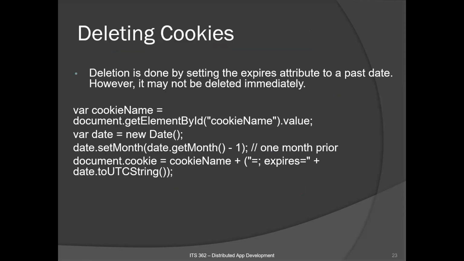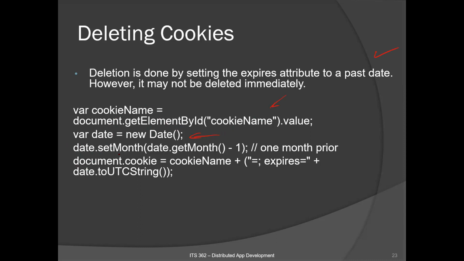Deleting cookies, that might be something that you might have to do in the homework as well. So deleting is done by setting the expires attribute to a past date, right? So a date in the past. So for instance, here we have cookie name, get element by ID. We get that from some text box. In JavaScript we can easily get today's date just by doing var date = new Date. So now we have today's date.